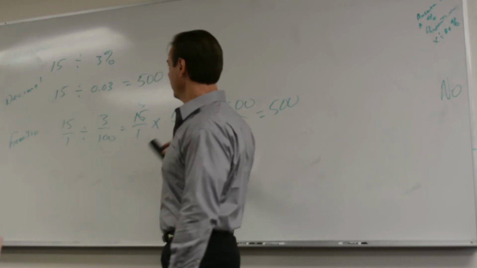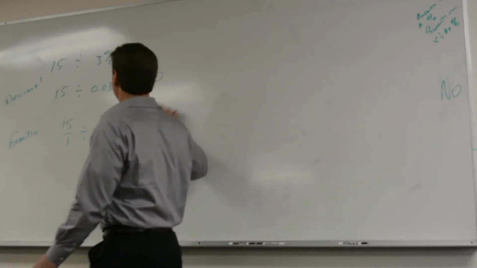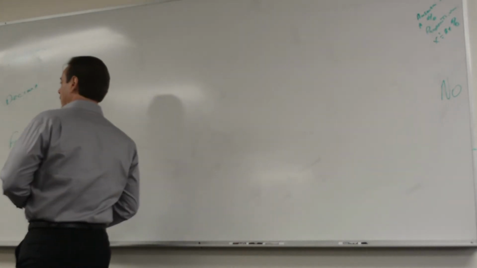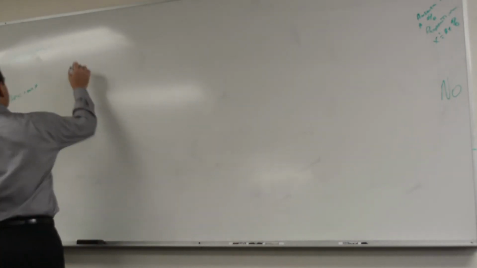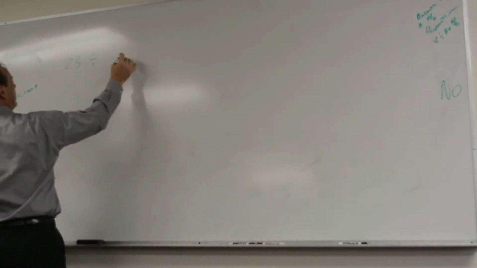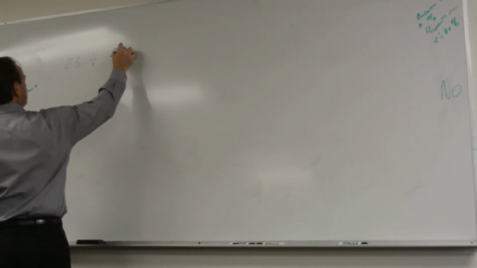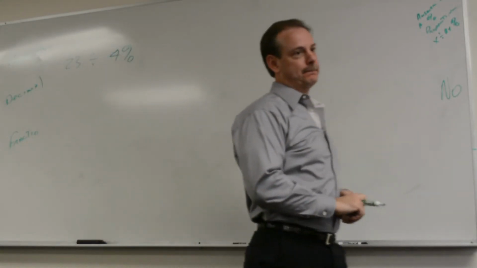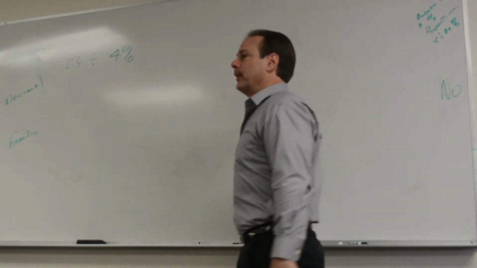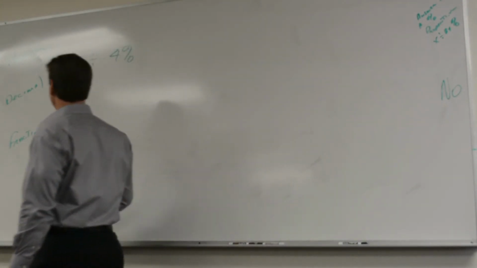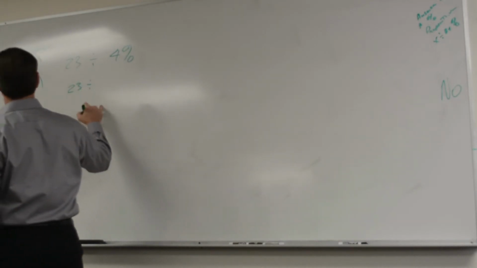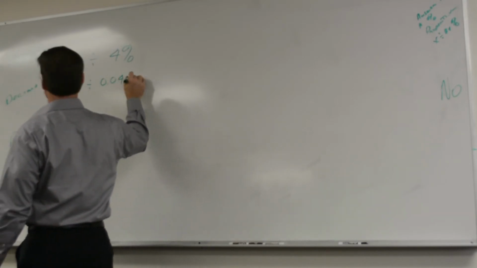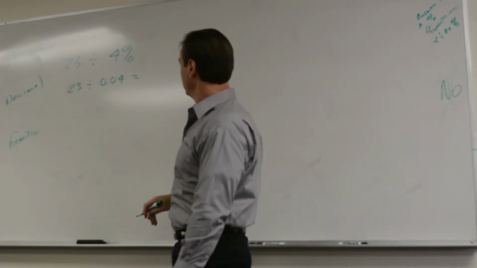All right, everybody good on this concept here? No. All right, let's try another one. Let's say we got 23 divided by, pick a number. 4%. All right, doing this as a decimal, what will we do? 23 divided by 0.04. Very good. It's 575.